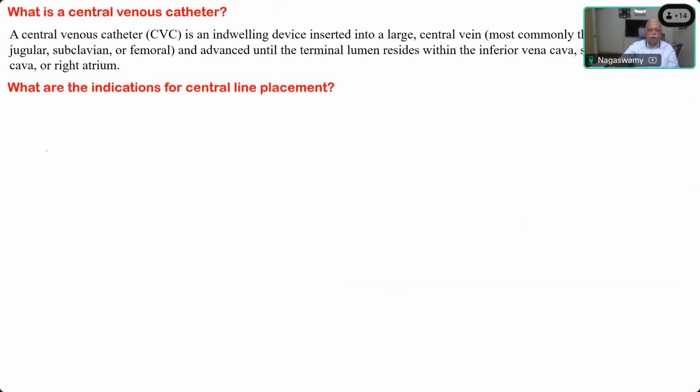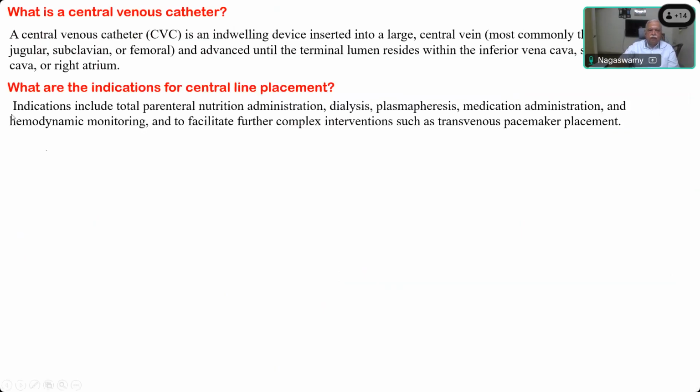Now, what are the indications of central line placement? Of course, you have said all the indications in a rough way. It can be TPN also. Did you mention TPN? Yes, sir. TPN, dialysis, plasmapheresis, medication administration, hemodynamic monitoring, or giving fluids which are irritant, or when there is lack of adequate peripheral venous access. All these are the common indications.